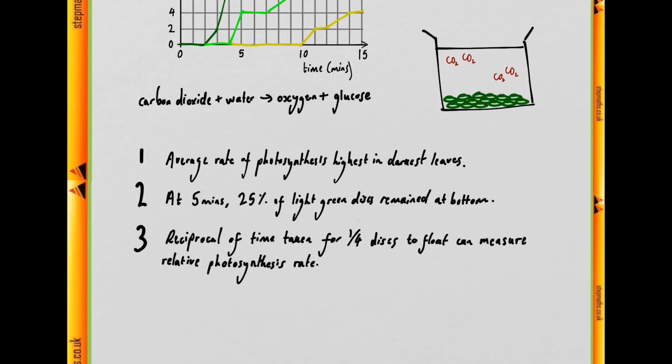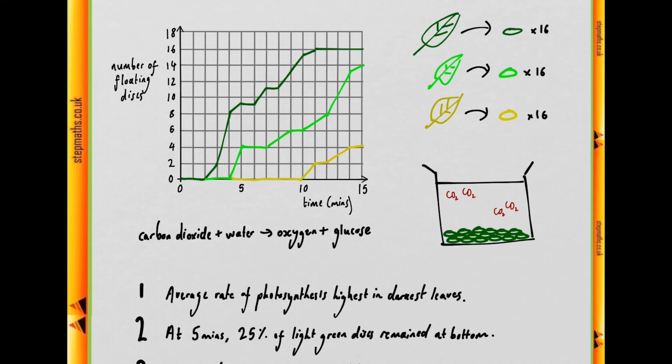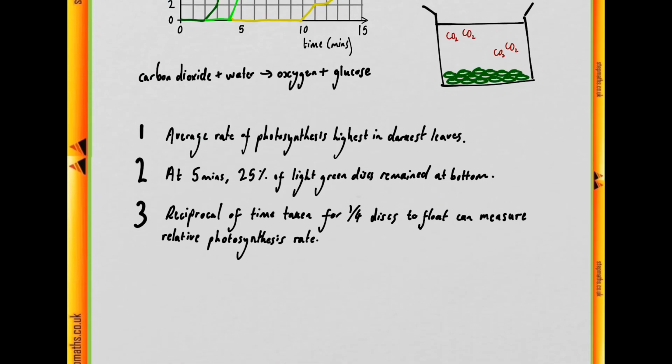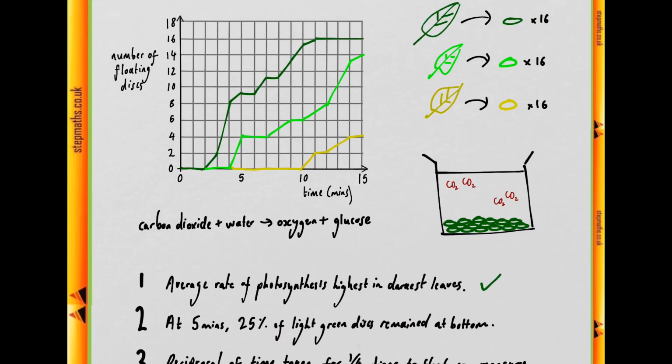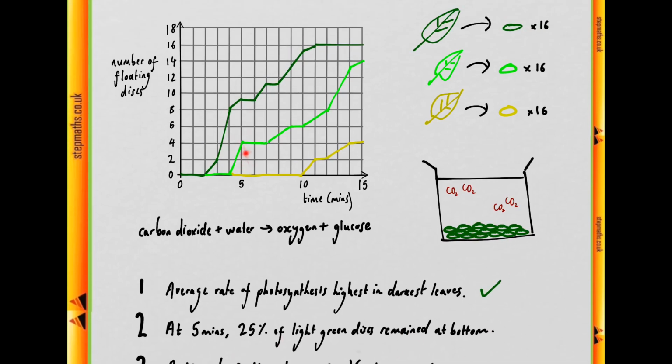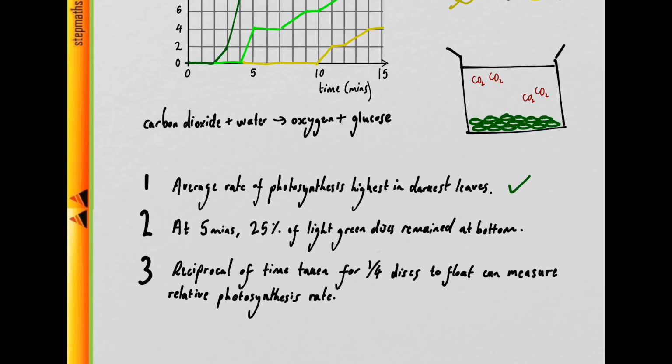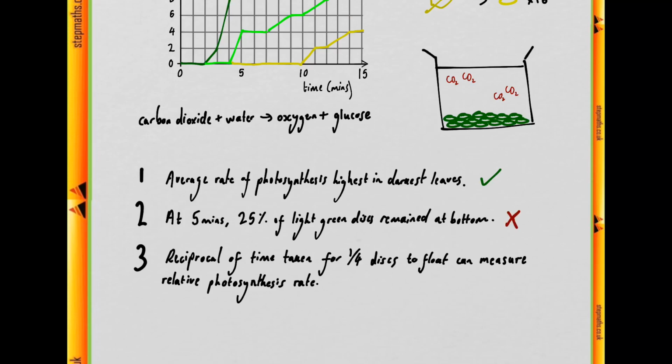We'll start with statement number 1, which is that the average rate of photosynthesis is highest in the darkest leaves. Well, that's something we've just explained by having a look at the graph, and the fact that number of floating discs is greatest in a given time period for the darkest leaves. Moving on to statement 2, at 5 minutes, at this interval here, we're told that 25% of the light green discs remain at the bottom of the beaker. Well, we know this isn't true because 4 of them rose to the top, presumably leaving 12 at the bottom, or 75%, not 25%. So we could say this is false.